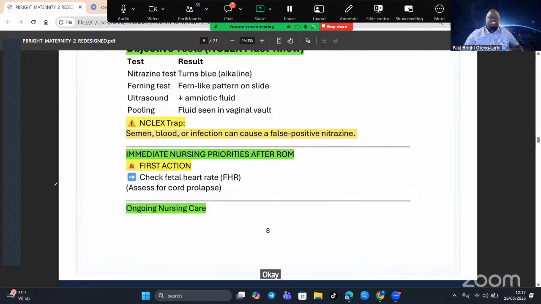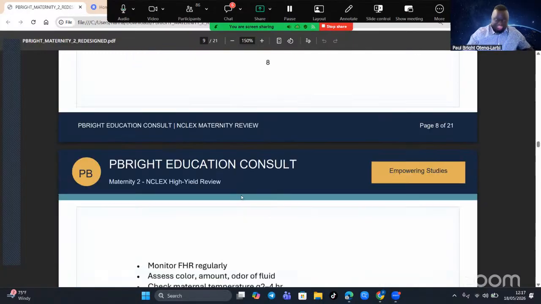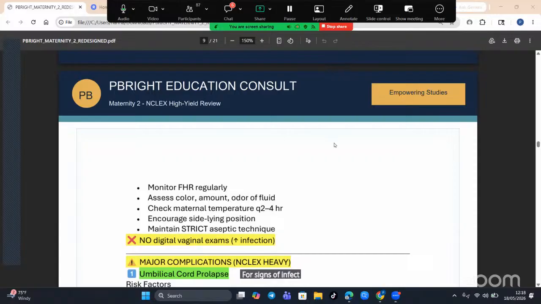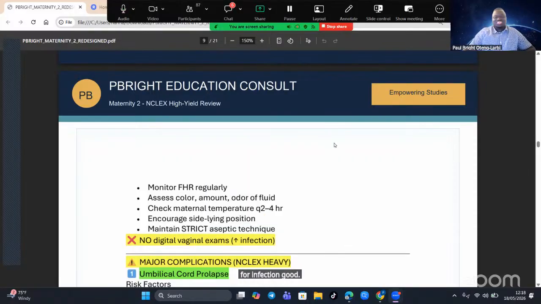Okay, fetal heart rate. So you assess for cord prolapse. That's the first thing to do, please. So you monitor the fetal heart rate, the color of the fluid, the odor, and the amount. You check maternal temperature every 2 to 4 hours. You check it for what? Why do we have to check temperature? Amniotic sac has ruptured. Yes, Mercy, shoot. For signs of infection. Good. Okay, good.